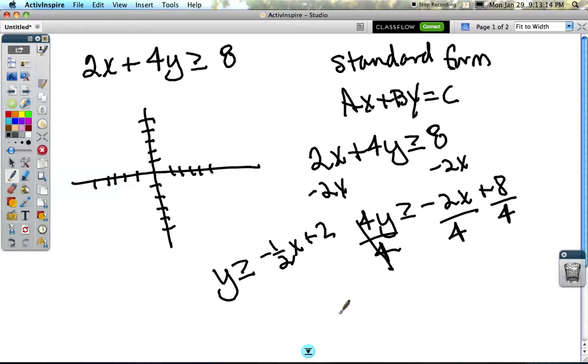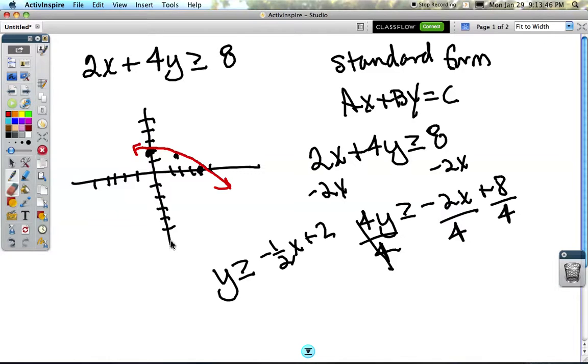Okay? So let's start. Where would I put my point? Plus 2. That is a negative 1/2. So I would go down 1, right 2, down 1, right 2. Okay? Now, I'm going to go ahead and draw this in a red line. It's not great, but you see my points.